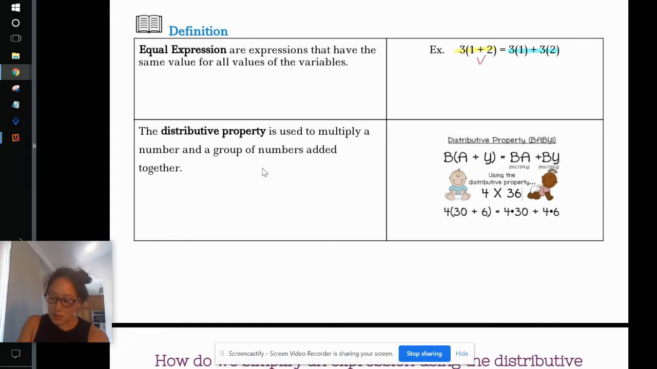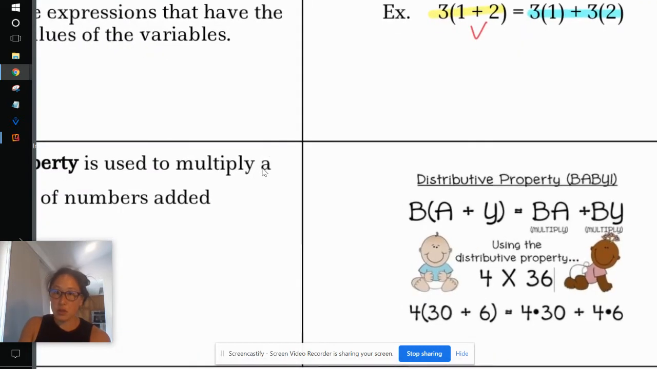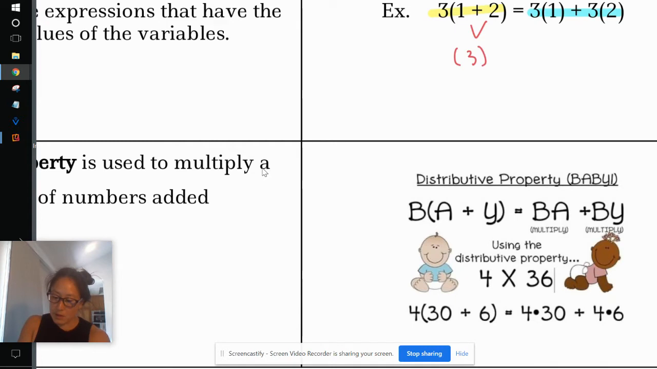Parentheses first. So 1 plus 2 is 3. Bring down the 3. And on the right side, I am going to multiply from left to right. So 3 times 1 is 3, plus 3 times 2 is 6. So now let's go ahead and add up the right. 3 plus 6 is 9. Does that equal the left side? 3 times 3 is 9. So you can see that the yellow and the blue expressions are of equal value. So we call those equal expressions.